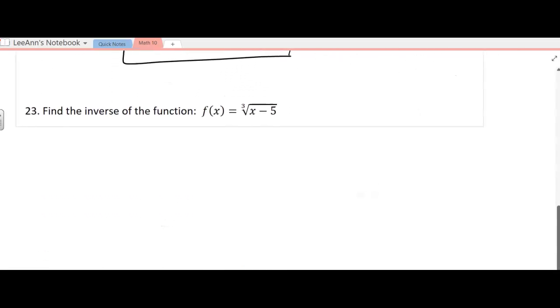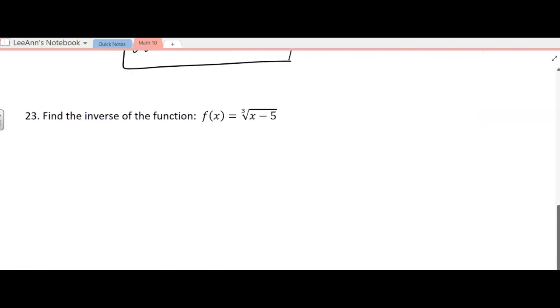Okay. Find the inverse of the function. How do we find an inverse? Well, it's those 4 steps. First, you replace f of x with y. Then you switch x and y. Now you have to solve for y.